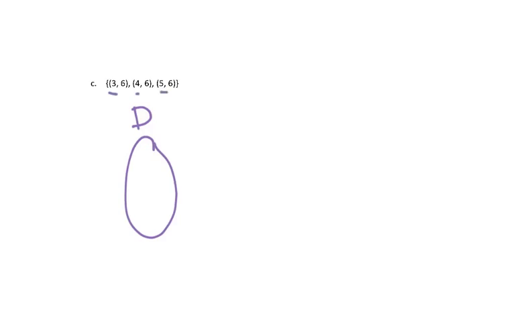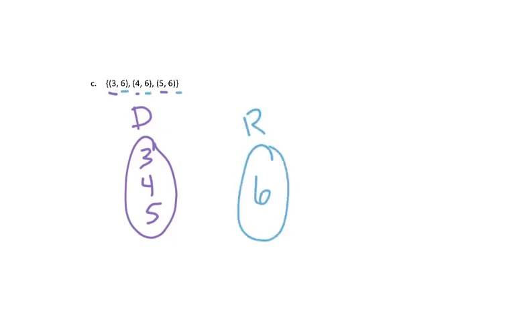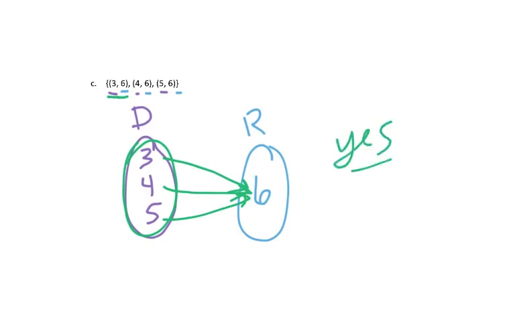So here we have 3, 4, 5 for our domain. And for the range, you can see we have 6 all 3 times. So we'll just write it once. And here the 3 goes to 6, and then 4 goes to 6, and then 5 goes to 6. So here we have each item in the domain going to one thing in the range. It doesn't matter if it's the same thing, it just can only go to one thing. So yes, this is a function. So it's okay to have domain items going to the same thing in the range, but it's not okay for the domain to go to more than one thing in the range.